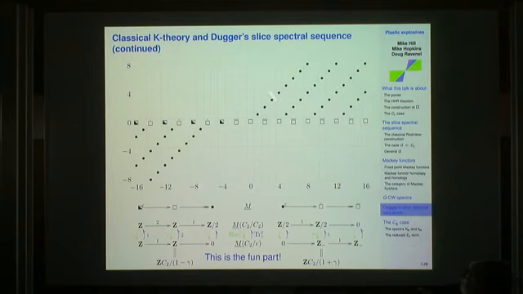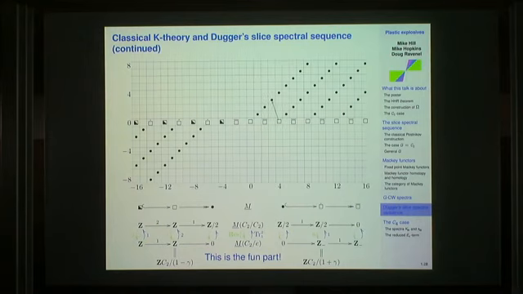So that means this guy in dimension 3 has to go away. So, what do you think happens? It's killed by a differential. Toby, that's in red. Can you see it? Yes. Good. Okay, so this differential has to be there because of periodicity.